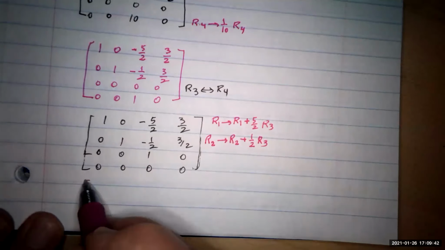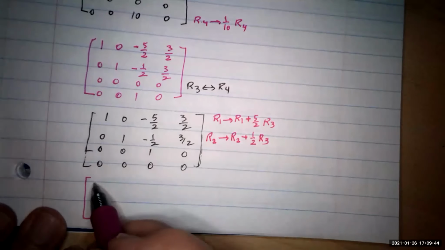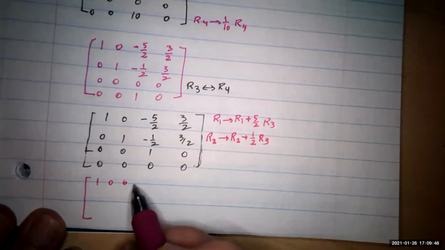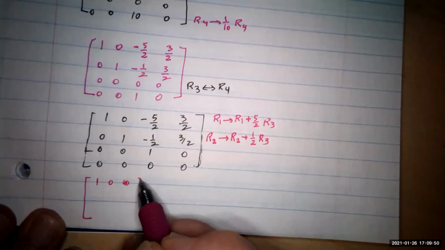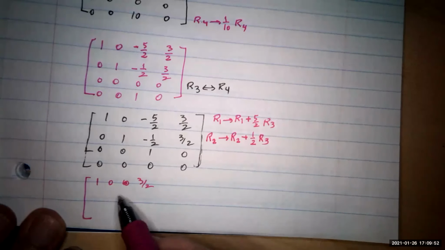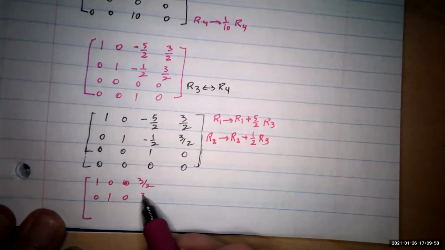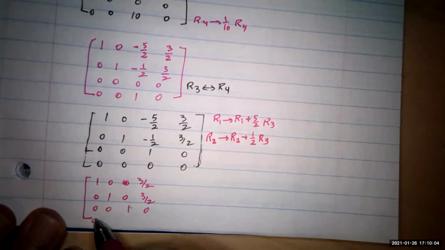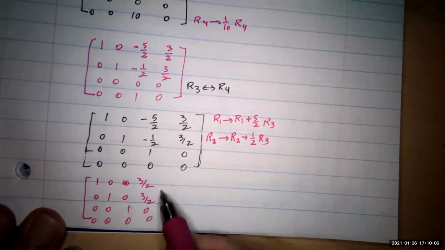So if you do it, this is going to be the final answer. We get the 1, 0, 0, 1, 0, 0, 3/2. In the second part, we get the 0, 1, 0. Okay, and the 3/2. And the other one would be unchanged. 0, 0, 1, 0, and the 0, 0, 0, 0.